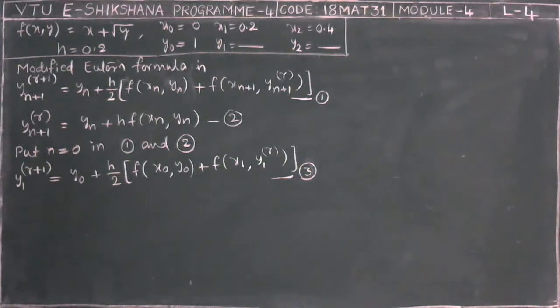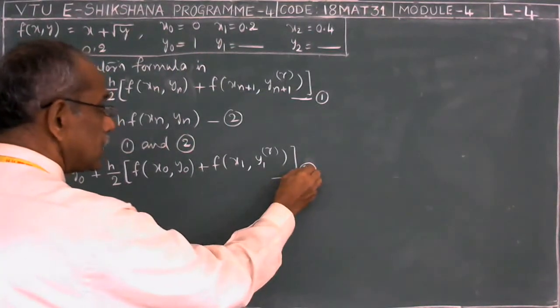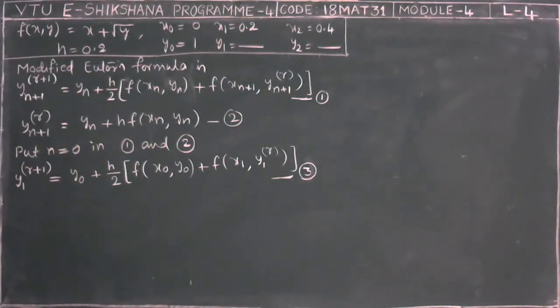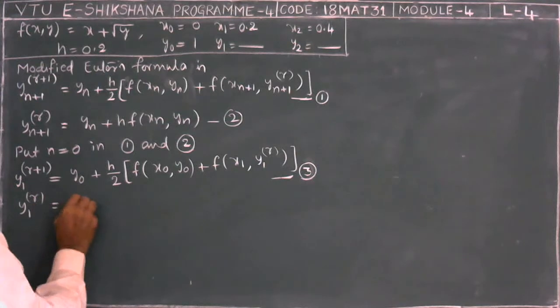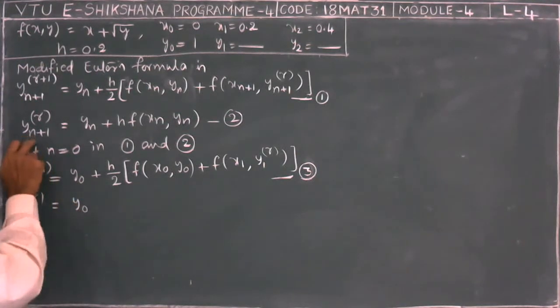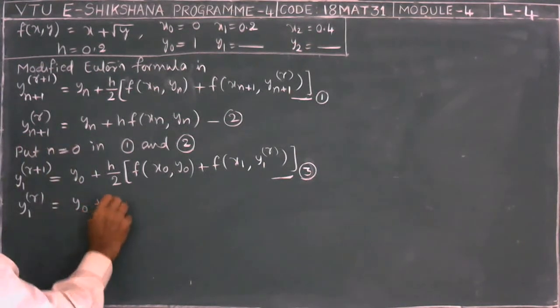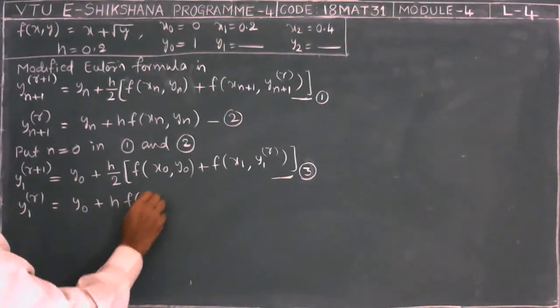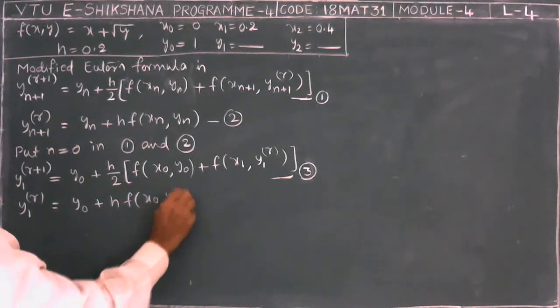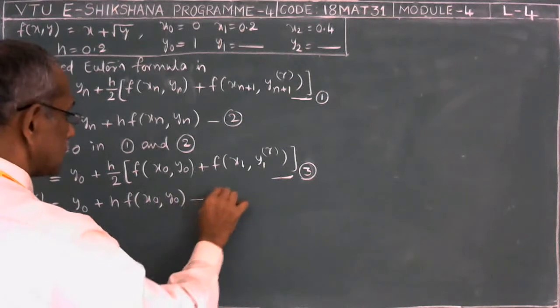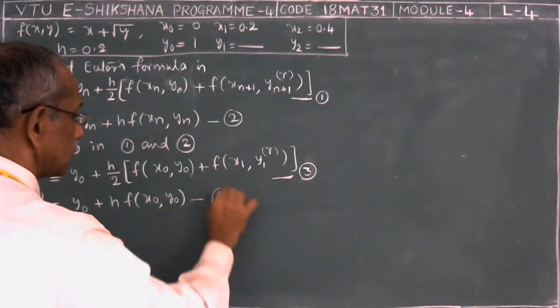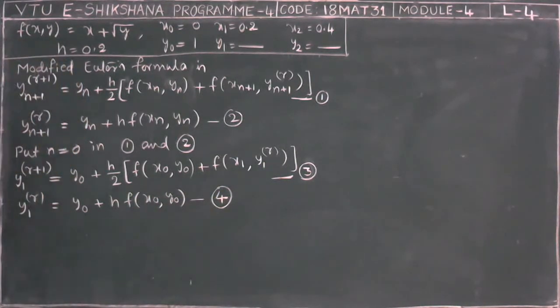Call all this equation number 3. Okay. Then 2 becomes y1 r is equal to y0, when n is 0, y0 plus h into f of x0 comma y0. Okay. Call this as equation number 4.